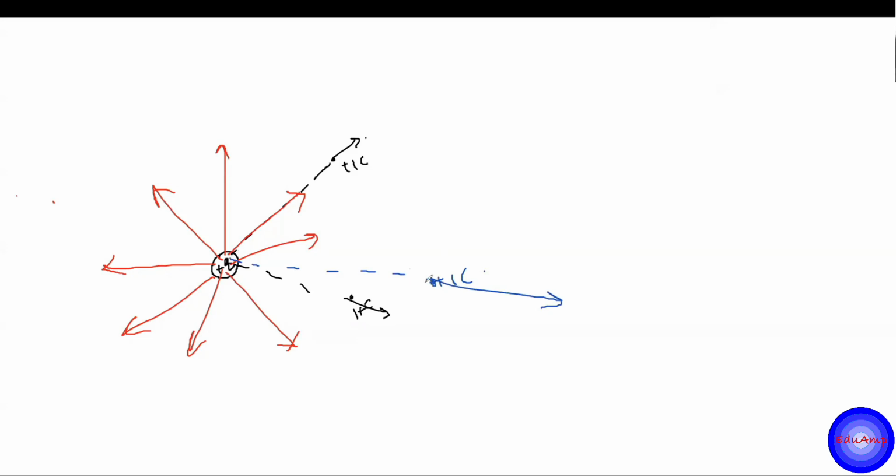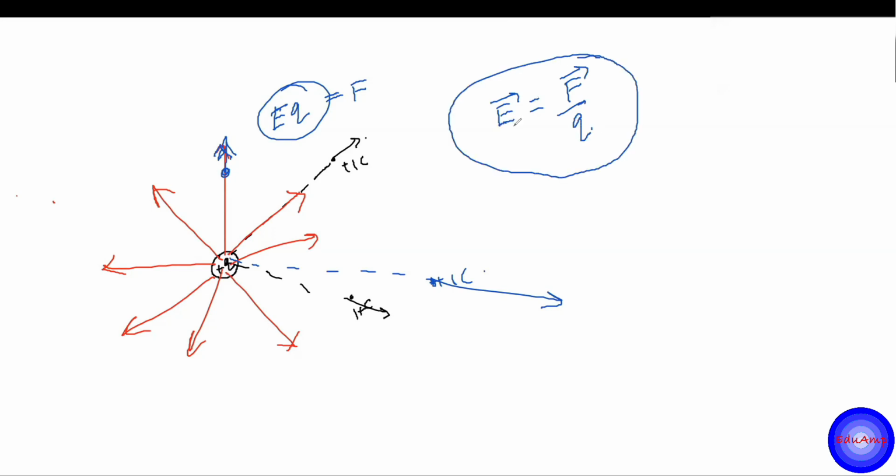So these are called electric field lines. If you put a positive charge along the lines, it will feel a force in the direction of that electric field. So if this is the direction of the electric field and you put any positive charge here, it will feel a force equal to E into Q, right? Because electric field is defined as force per unit charge. So force per unit charge is the electric field, fine? The direction of the electric field is the same as the direction of the force, fine?